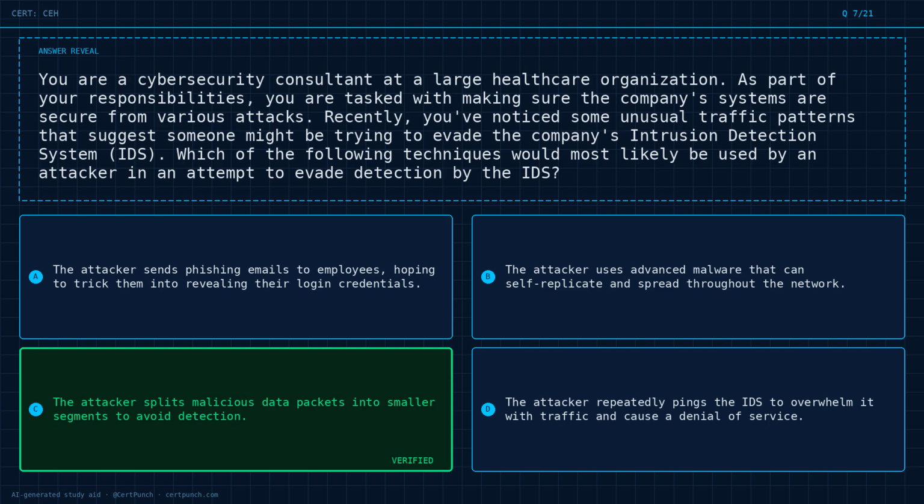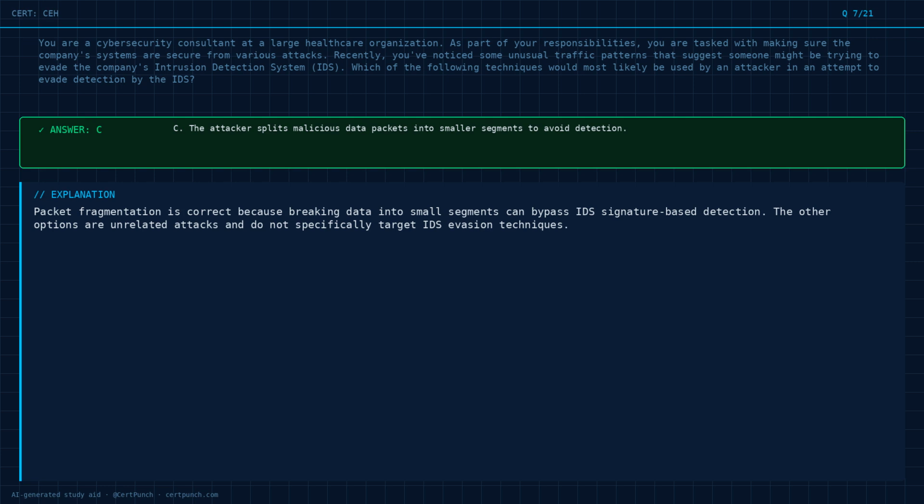The answer is option C. Exam logic. Packet fragmentation is correct because breaking data into small segments can bypass IDS signature-based detection. The other options are unrelated attacks and do not specifically target IDS evasion techniques.